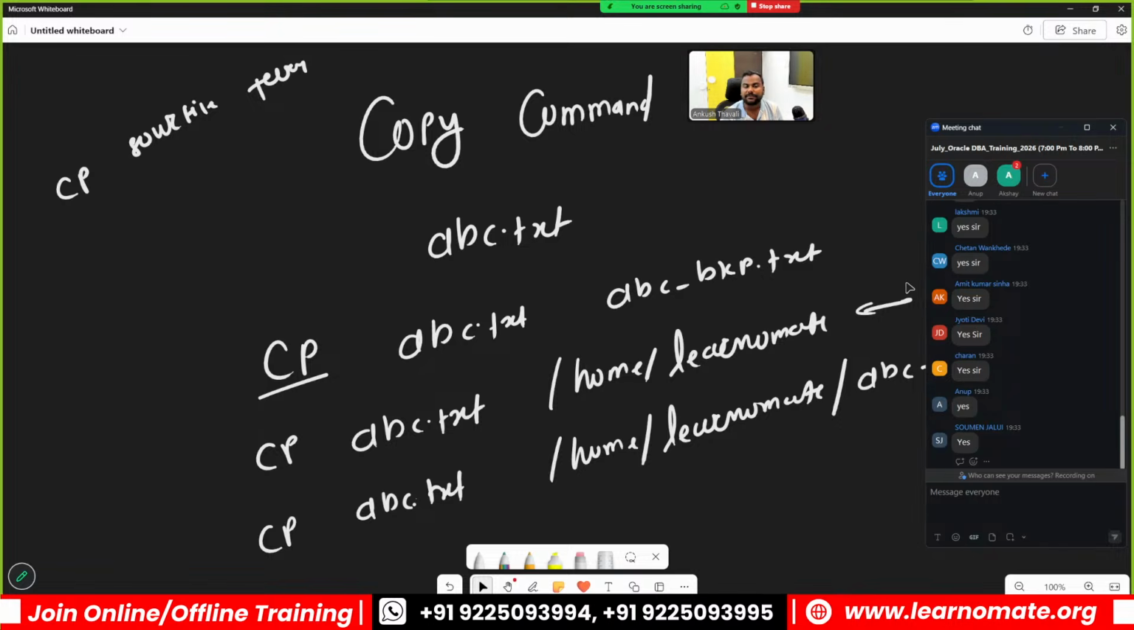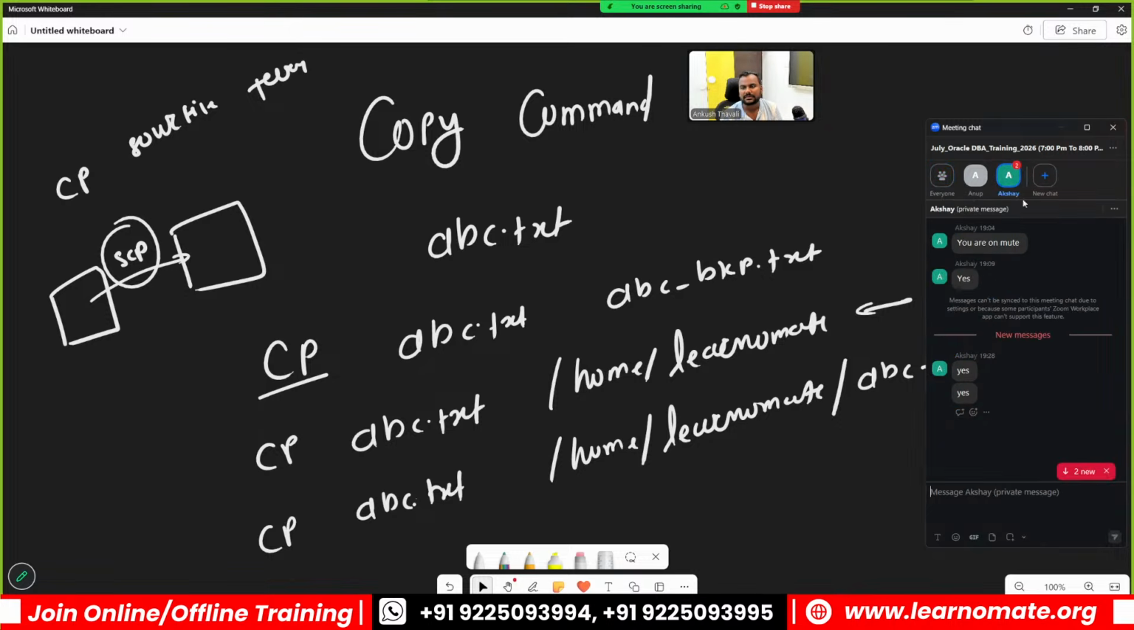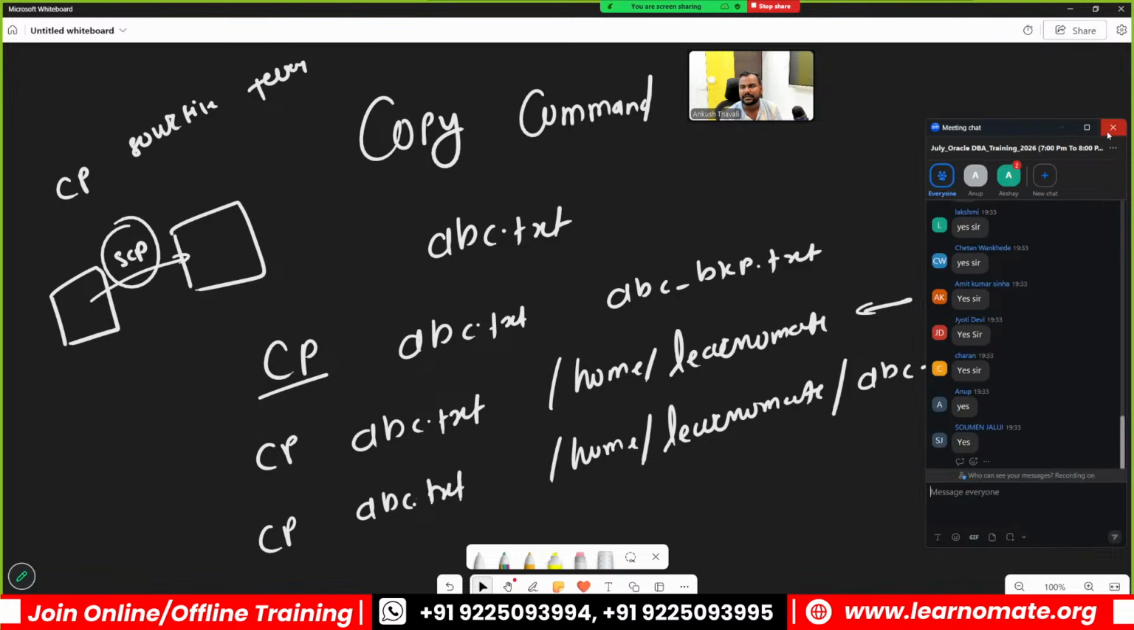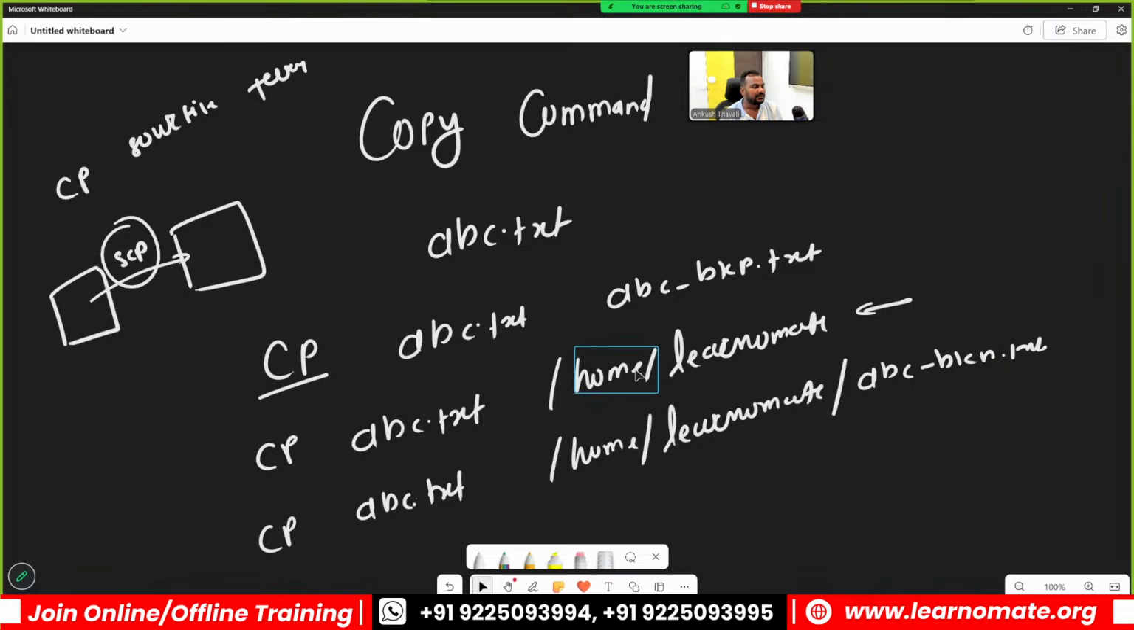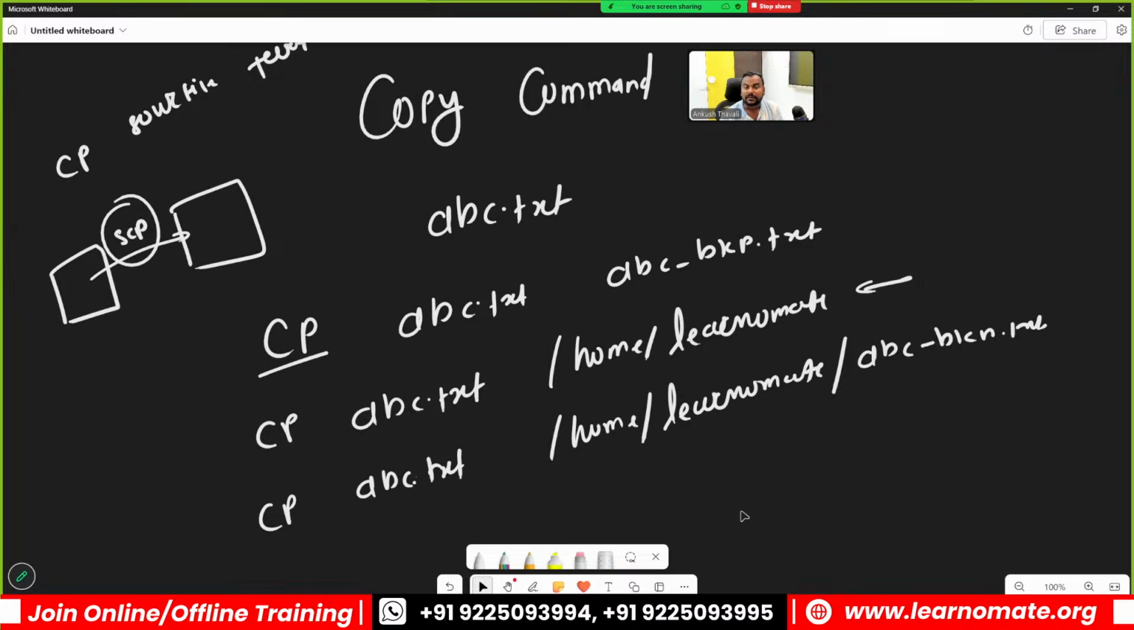If you want to copy a file from one server to another server, there is a separate utility called the scp command. If you want to copy a file from one Linux server to another Linux server, we can use the scp command. I'll show you in the DB class, there I'll show you a practical case. Okay, so now the next part. The copy is done.